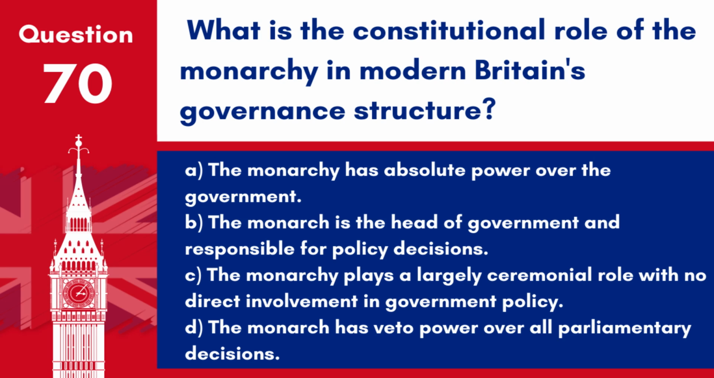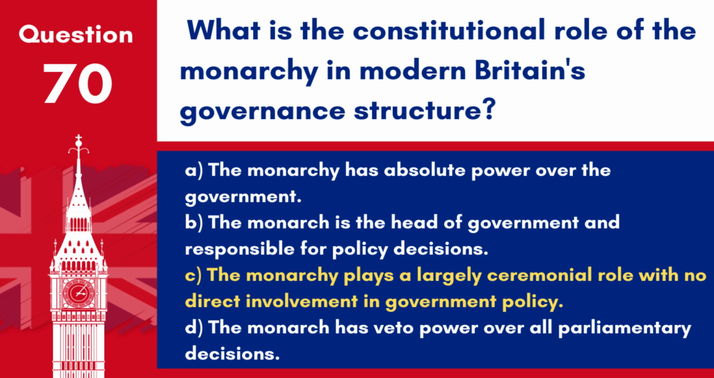A. The monarchy has absolute power over the government. B. The monarch is the head of government and responsible for policy decisions. C. The monarchy plays a largely ceremonial role with no direct involvement in government policy. D. The monarch has veto power over all parliamentary decisions. Answer: C. The monarchy plays a largely ceremonial role with no direct involvement in government policy.